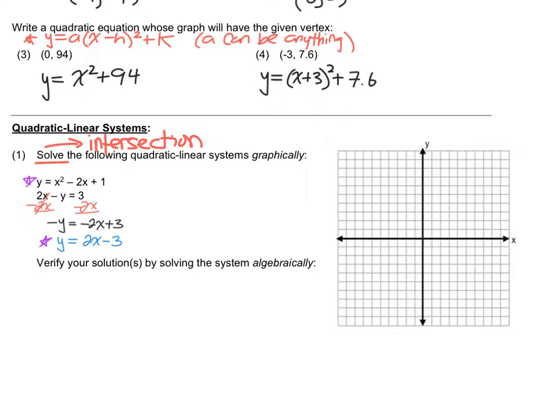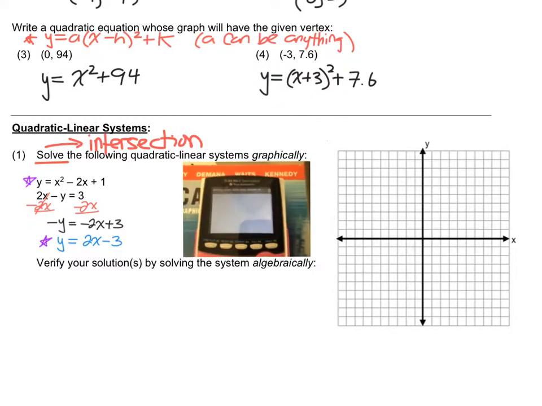All right. So I'm trying a new strategy here for the graphing calculator. You're going to type in both equations. So you're going to select. I've got to put my calculator in the right mode. Yours is already in the right mode. So type in your parabola and type in your line equations.